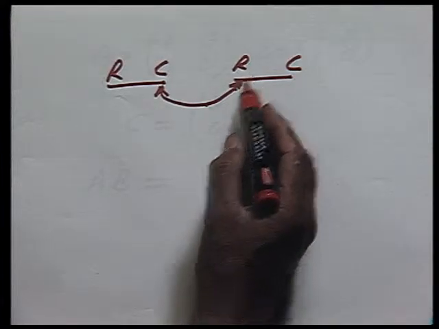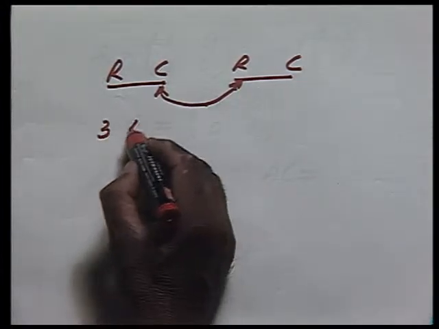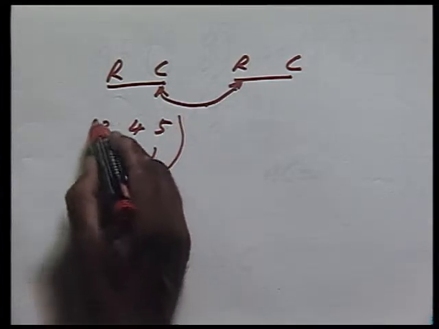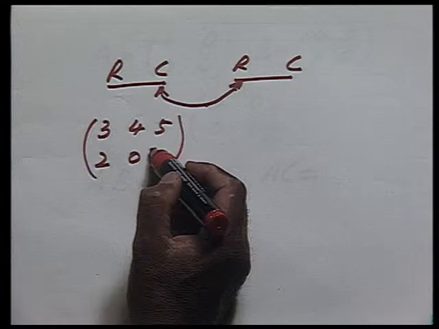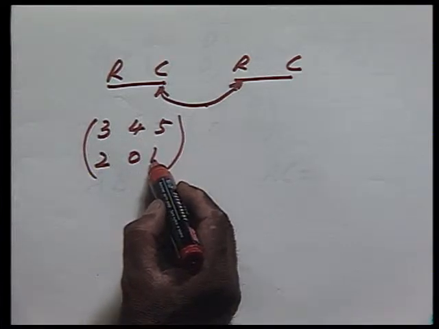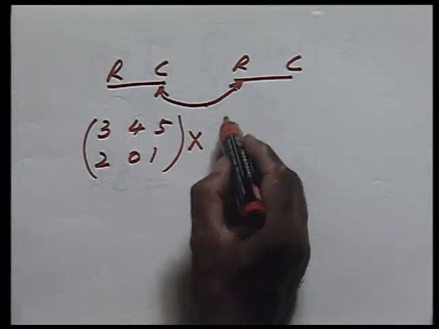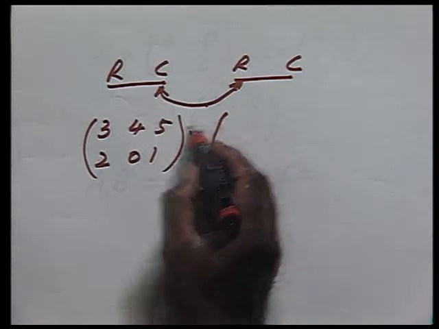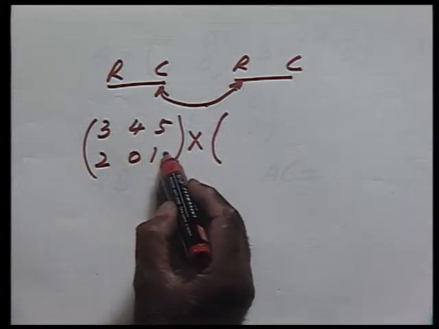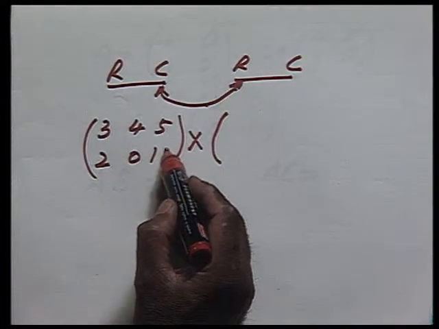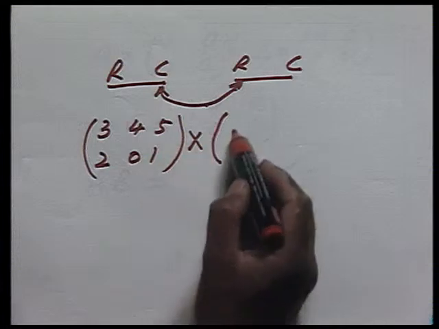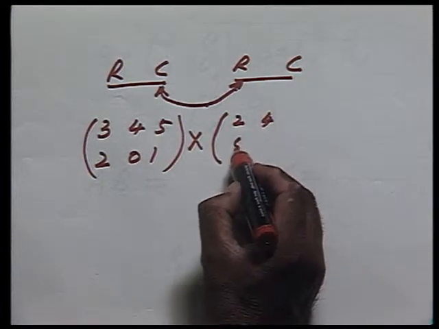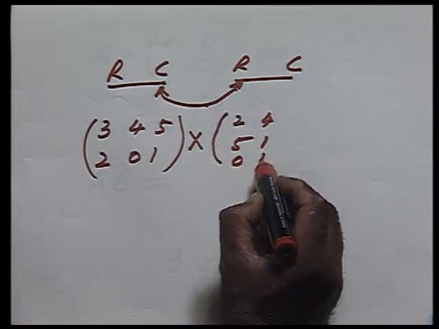Say for example, 3 4 5 2 0 1, one matrix. How many columns here? 1 2 3. So, in order to have a matrix which is compatible for multiplication with this one, I must have, see the columns are 3, how many rows? Surely 3 columns, 3 rows it must have, 2 4 5 1 0 1.